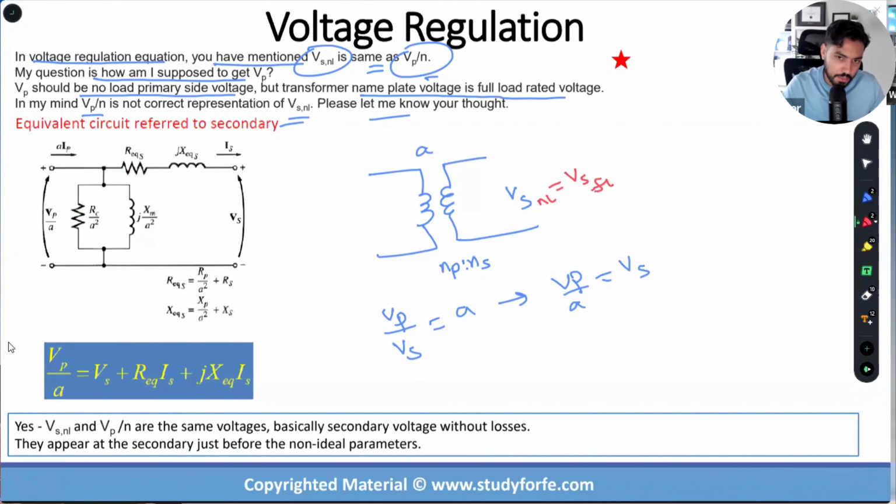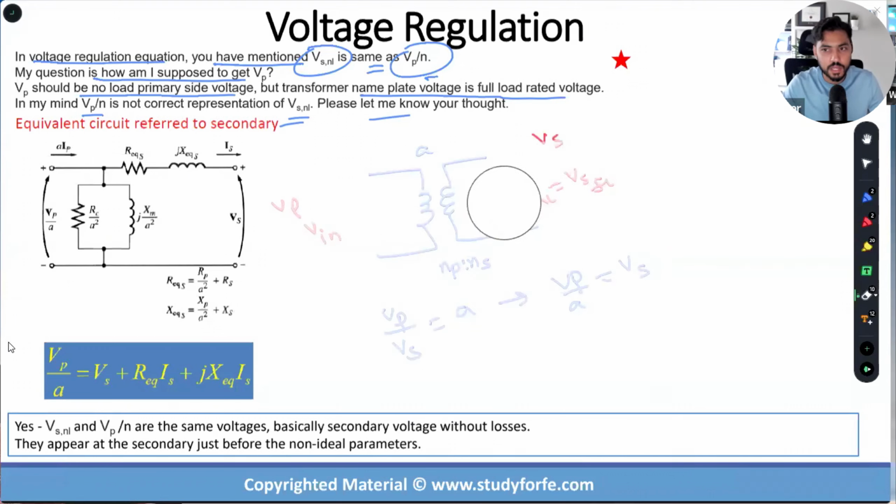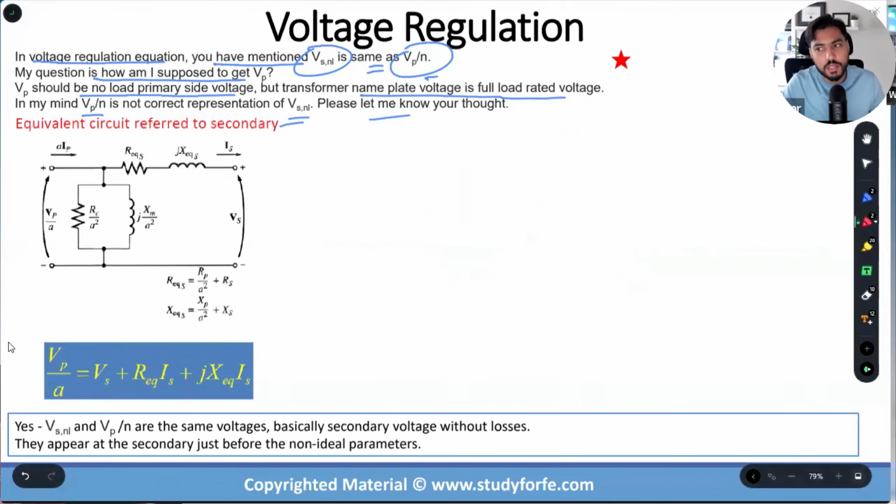Now let's take a look at the scenario where I'm applying an input voltage VP, and then I'm getting an output voltage VS. Now let us assume that this is no longer an ideal transformer. This is a non-ideal transformer. And again, I'm trying to explain these things from first principles, and for that, I'll have to sketch the equivalent circuit of a non-ideal transformer.